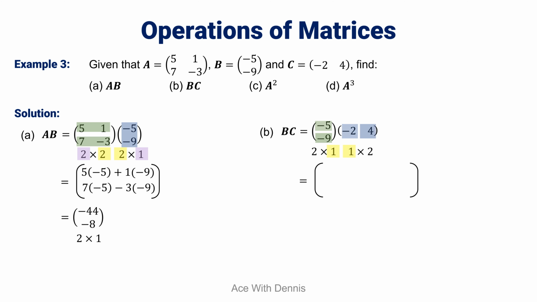Alright, so now the result will be: the first element is -5 times -2. The next element will be -5 times 4. We move on to the next row. The element will be -9 times -2. And the last element will be -9 times 4. So calculate everything together, we have matrix 10, -20, 18, -36. So the order for this result is 2 times 2, which comes from these two numbers.